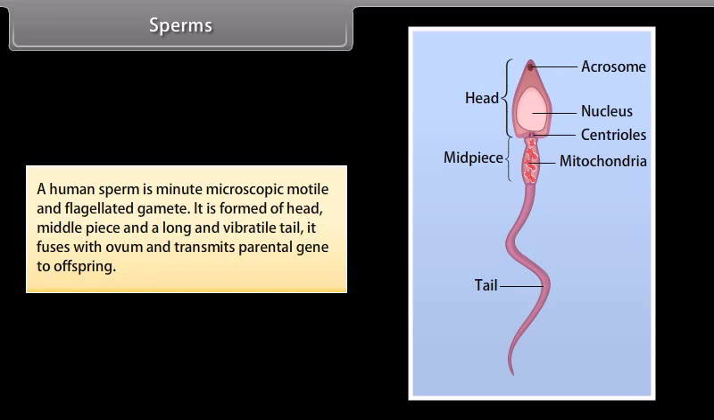Sperms. A human sperm is a minute, microscopic, motile and flagellated gamete. It is formed of a head, a middle piece, and a long and vibratile tail. It fuses with the ovum and transmits parental genes to offspring.